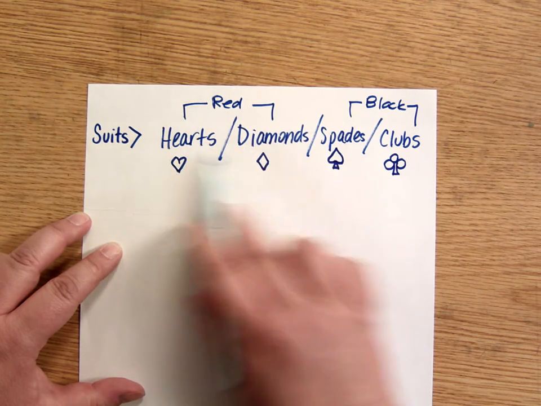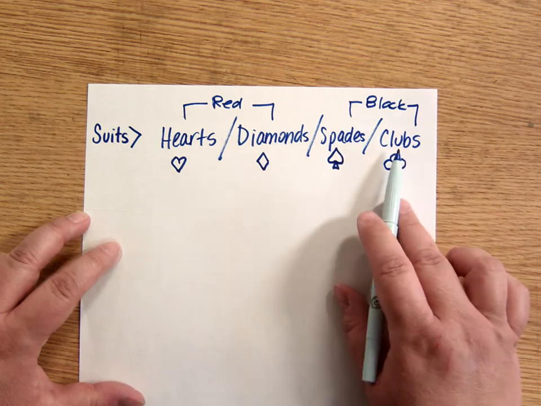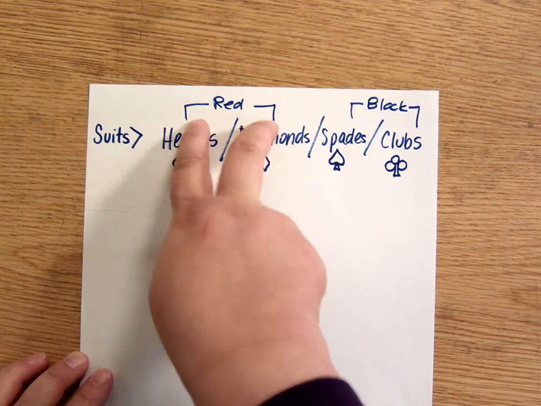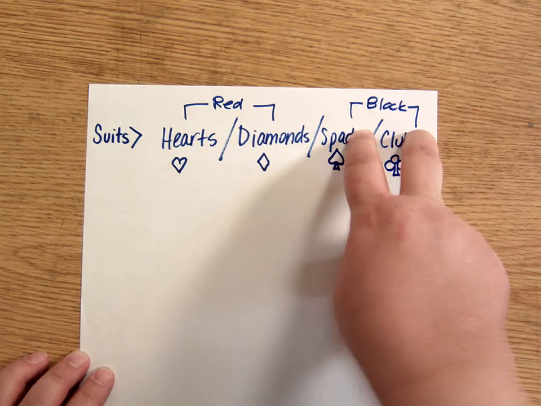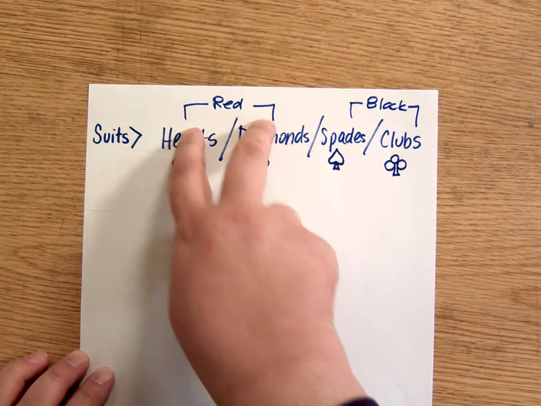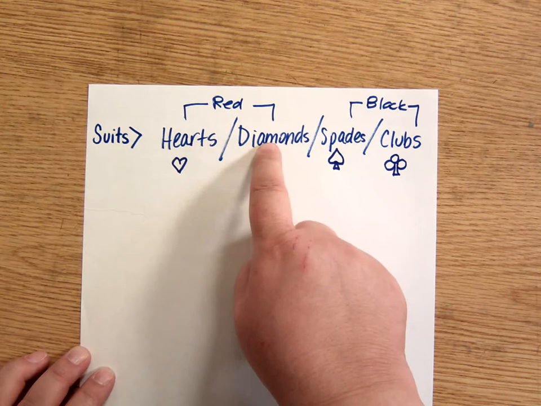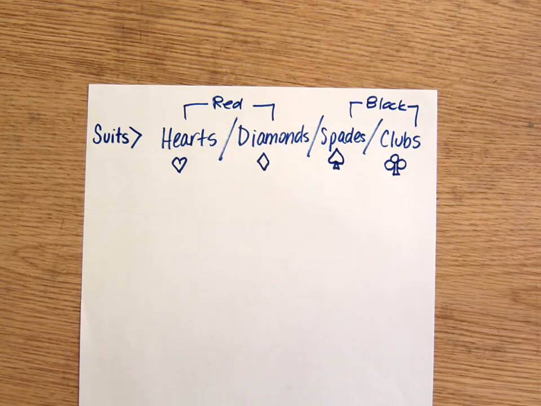So half of the 52 cards are red, half of the 52 cards are black. If I take 52 and divide it by 2, I get 26. So 26 cards are red, 26 cards are black. If I divide 26 by 2, I get 13. So of the whole deck, 13 cards are hearts. 13 cards are diamonds. 13 cards are spades. 13 cards are clubs. Okay? Let's look at those.